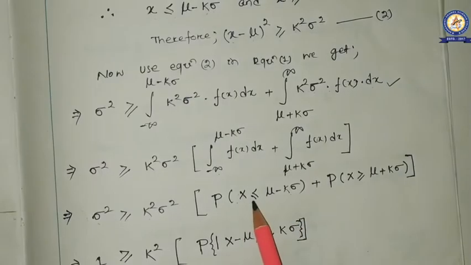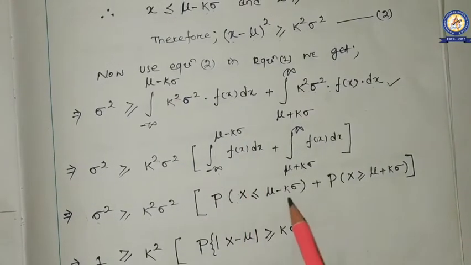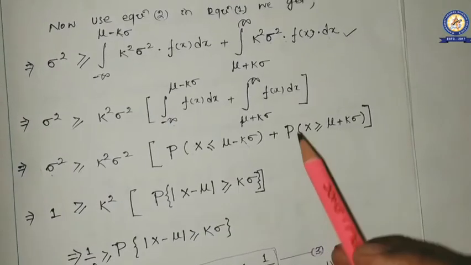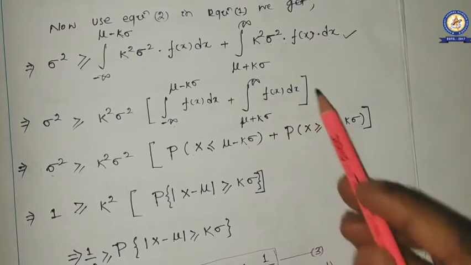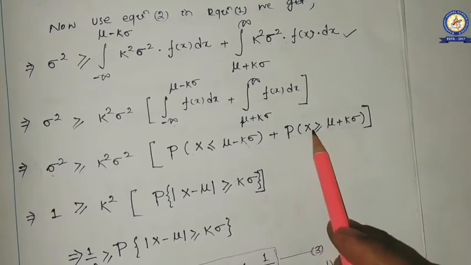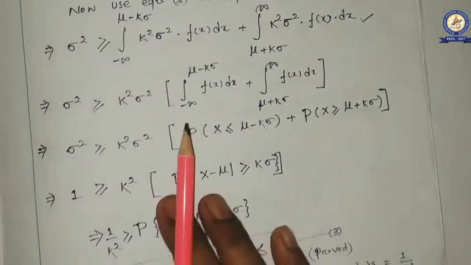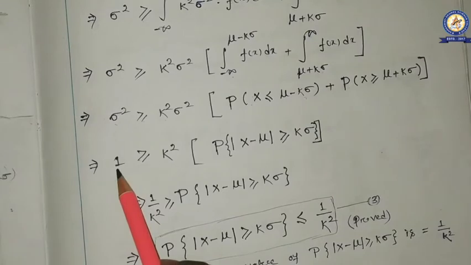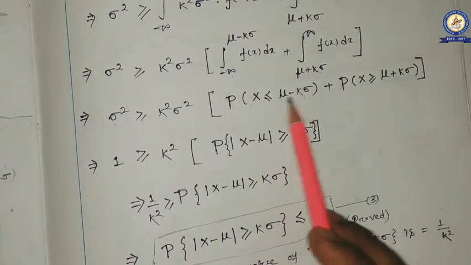So this will be the probability of x less than the upper limit, that is mu minus k sigma, plus this, the integral from mu plus k sigma to infinity of f(x) dx, which is nothing but the probability of x greater than or equal to mu plus k sigma, right? So here you can see sigma square got cancelled, and we found 1 is greater than or equal to k square. What is this value?